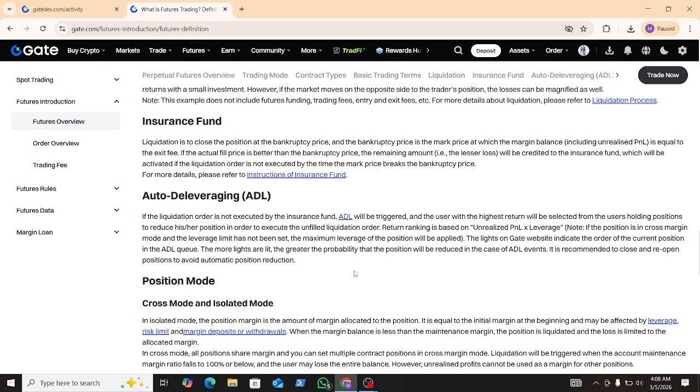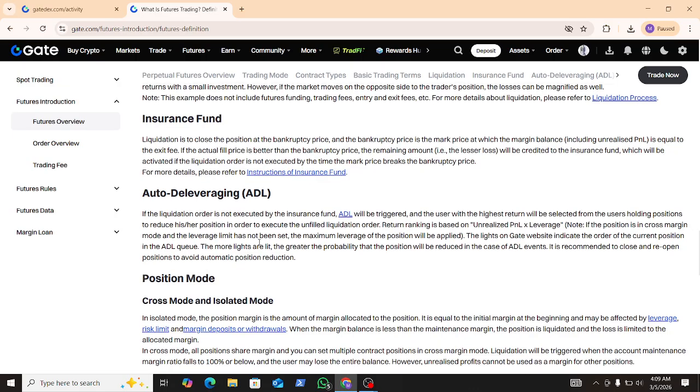Note, if the position is in cross margin mode and the leverage limit has not been set, the maximum leverage of the position will be applied. The lights on the Gate website indicate the order of the current position in the ADL queue. The more lights are lit, the greater the probability that the position will be reduced. In case of ADL, it is even recommended to close and reopen the position to avoid automatic position reduction.